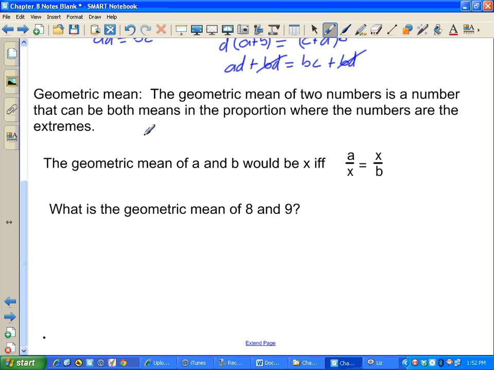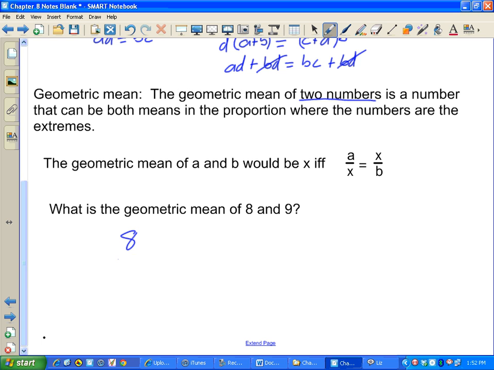The big concept here is the geometric mean. The geometric mean of two numbers is a number that can be both means. So it takes up the spot of both of the means in the proportion, where the two numbers mentioned up here are the extremes in the proportion. So the geometric mean of A and B would be X if and only if X is in both mean spots. So if they ask, what is the geometric mean of 8 and 9?